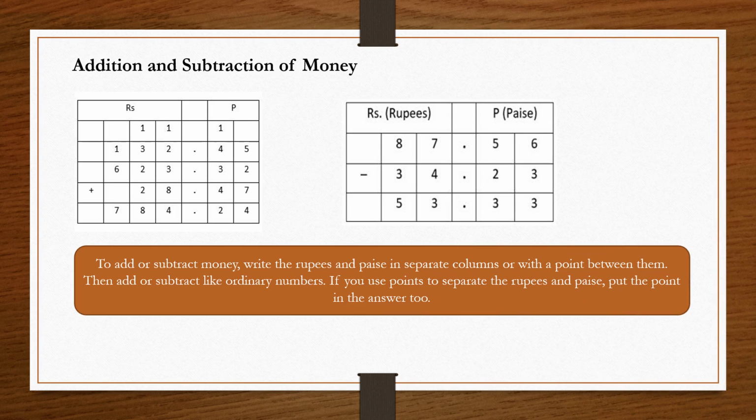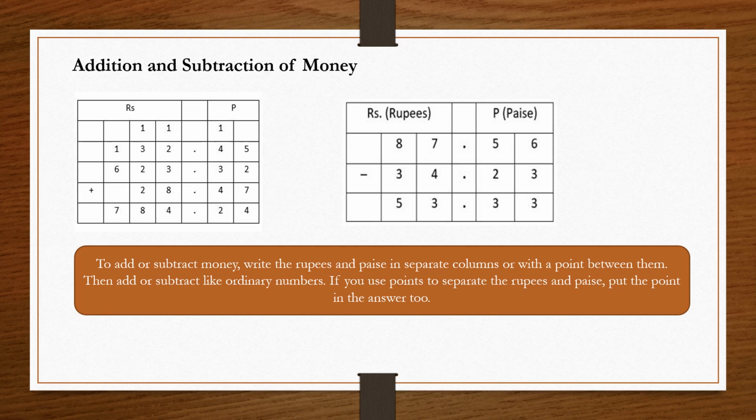Addition and subtraction of money. So to add or subtract money, write the rupees and paisa in separate columns or with a point between them. That means you have to make a separate column for rupees and a separate column for paisa. And also you have to mention the point between them. Then add or subtract like ordinary numbers. The way you add and subtract, the same process you have to follow here also. If you use points to separate the rupees and paisa, put the point in the answer too. That point should also be mentioned in the answer column.